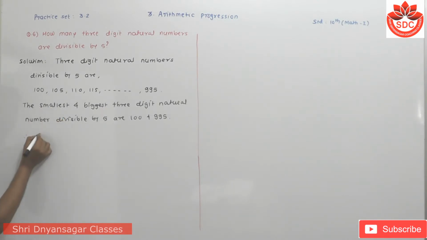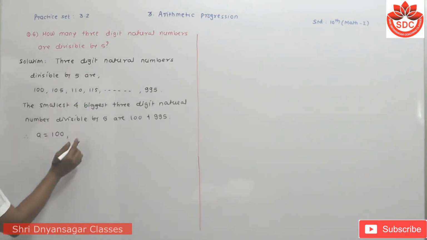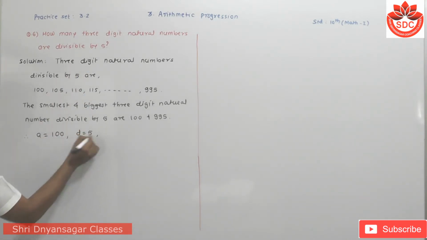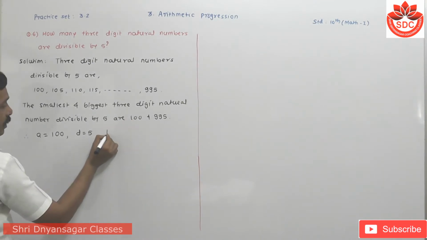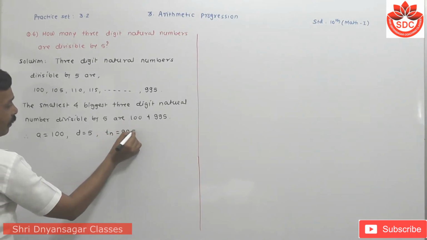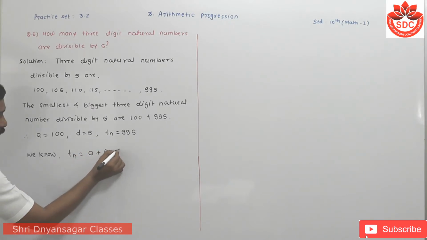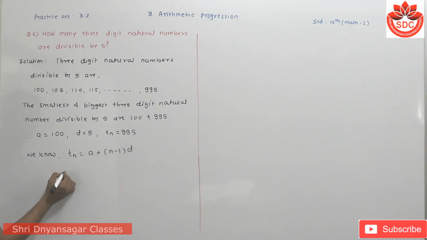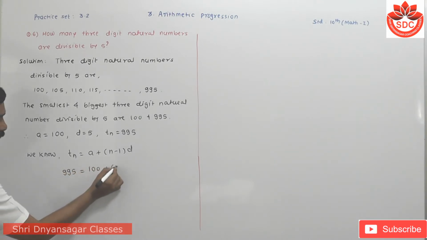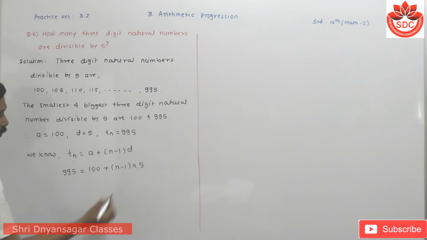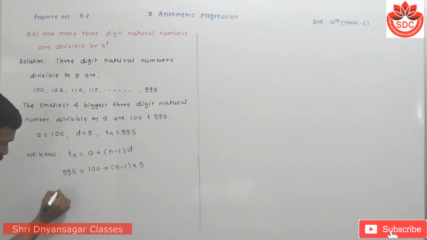100 is the first term, that means a is equal to 100. The numbers are divisible by 5, so the common difference is 5. And the last term Tn is given here as 995. Student, we know the formula for the nth term: Tn is equal to a plus n minus 1 into d. We substitute the values: 995 equals a, which is 100, plus n minus 1 into d, which is 5.